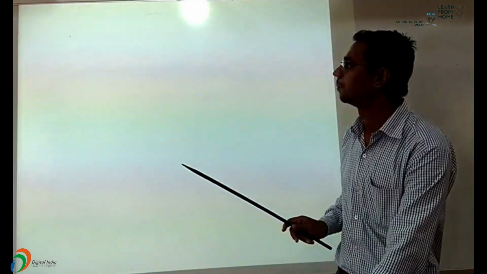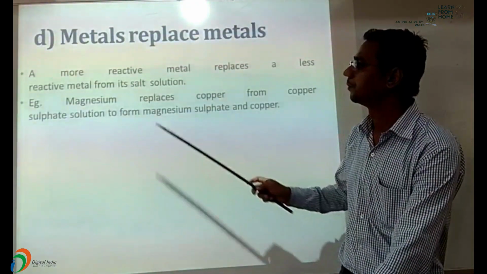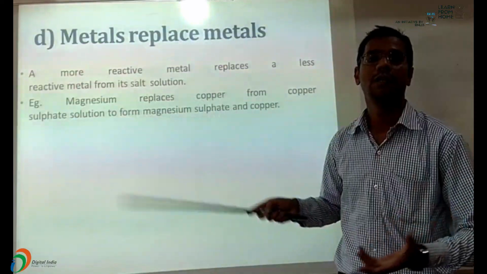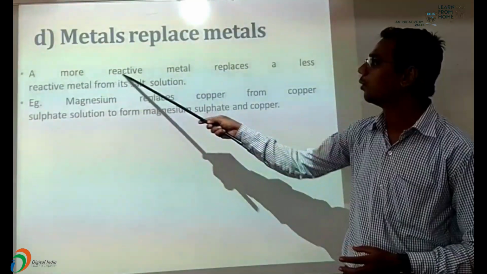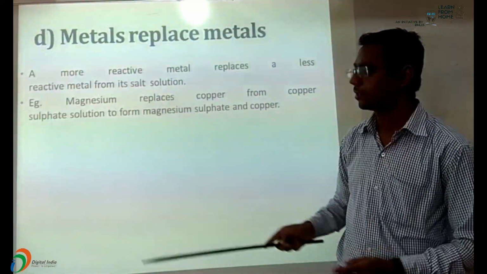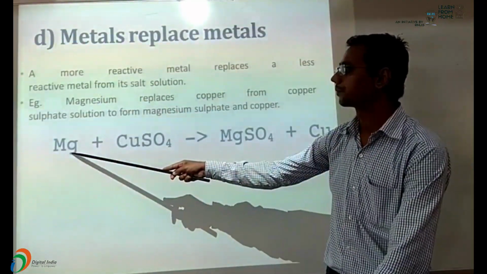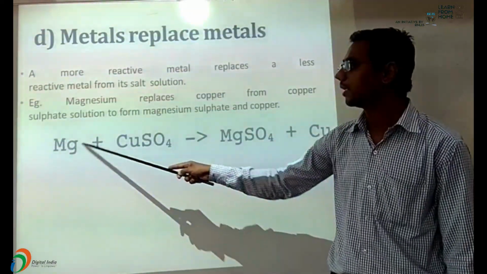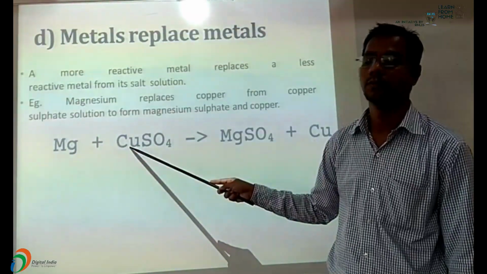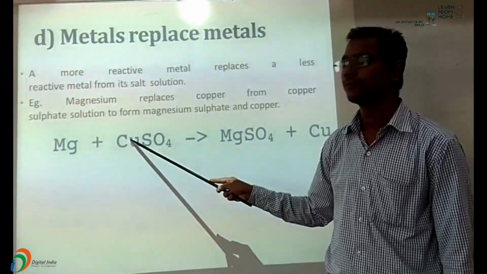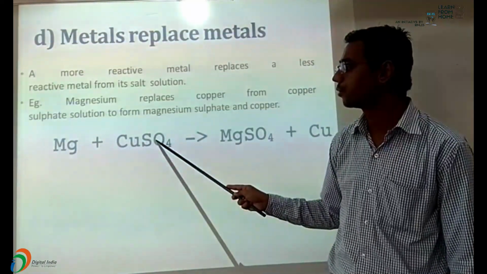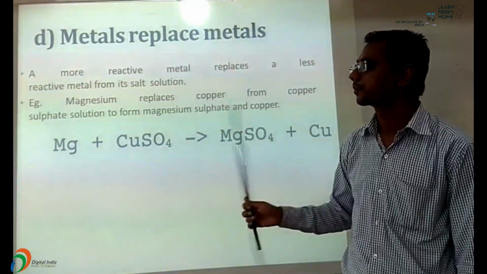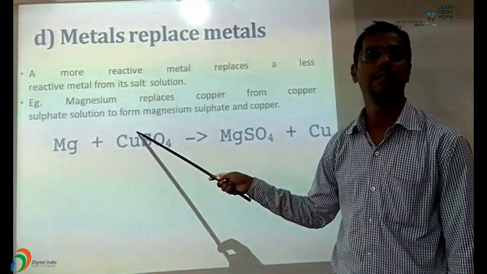Okay, you can take one example here. Metal replaces metal. Which metal replaces metal? A highly reactive metal replaces a less reactive metal. A more reactive metal replaces a less reactive metal from its salt solution. So Mg. Here the metal is copper, here the metal is Mg. So this metal can easily replace copper. Copper gets out, Mg forms a friendship with this SO4. So to form MgSO4 and copper will go out. This will go out and this will come in.